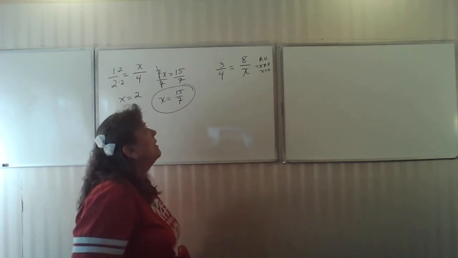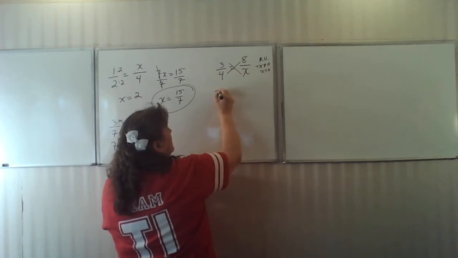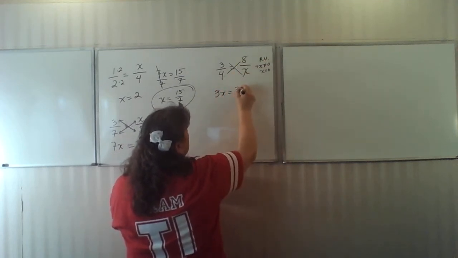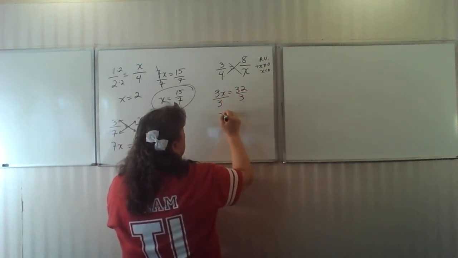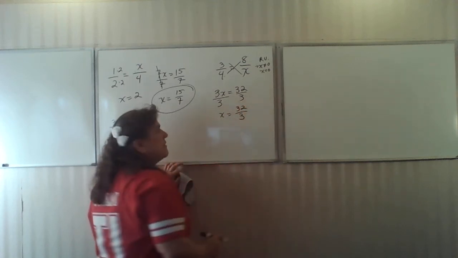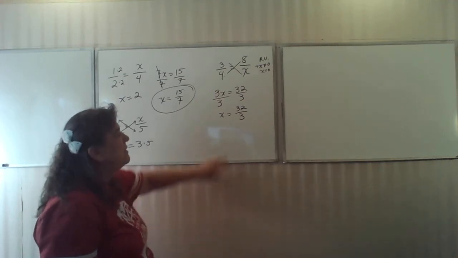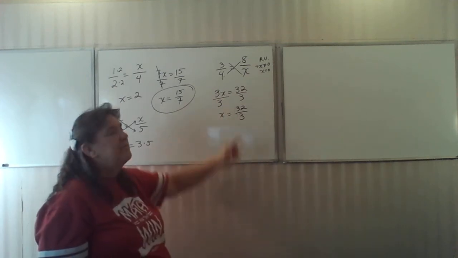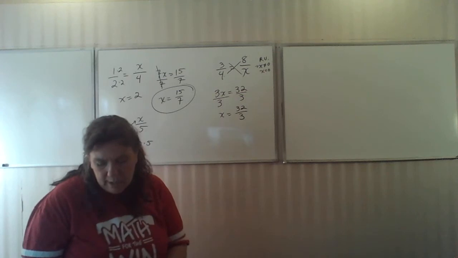Alright? Now, my next step is to do my cross products. So 3x is equal to 4 times 8, which is 32, divided by 3, and x is equal to 32/3. Just leave the fraction, don't go to decimal, just leave it the way it is. This does not simplify because 3 is not a factor of 32. Okay, so let's look at a little more complex.